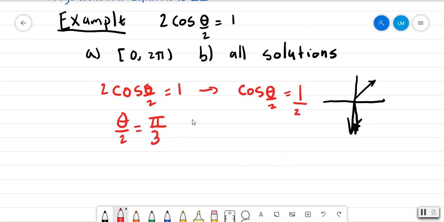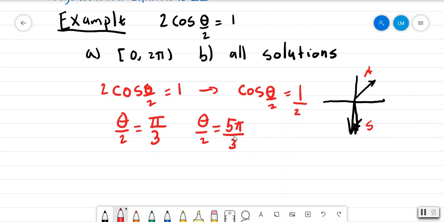And we also have that theta over 2 would have to equal, well, that's going to be in the fourth quadrant, since it's positive over here and over here. So that's going to be, let's see, 5 pi over 3.